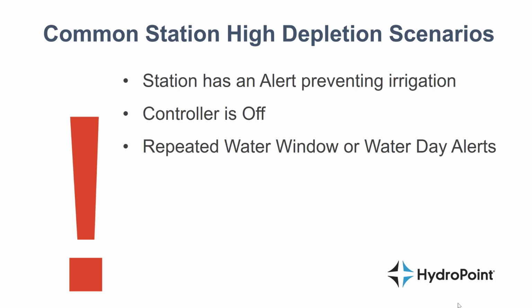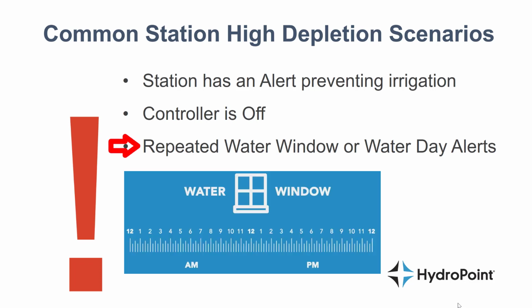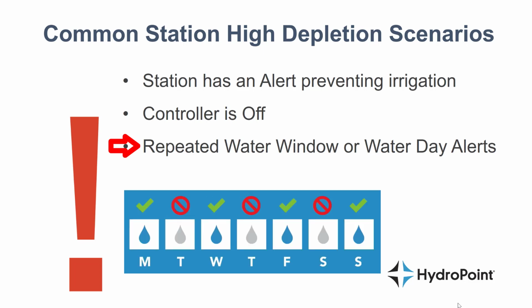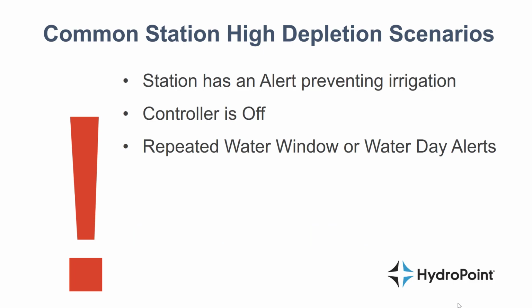And then the last common station high depletion scenario that I see is a repeated water window or water day alert pattern on your programs, where your controller doesn't have enough time to deliver the irrigation that it needs in a night, so it cuts some stations short, and then tries to make it up the next night. But if the next night is cut short as well, and your controller never has time to catch up, then every night those stations continue to get thirstier and thirstier. This can also cause stations to accumulate a depletion of greater than 70%.